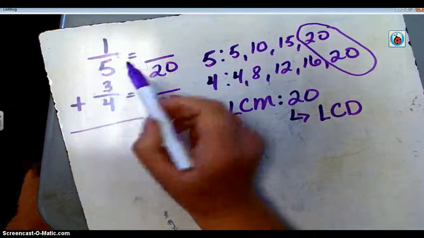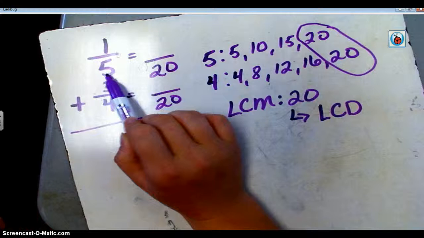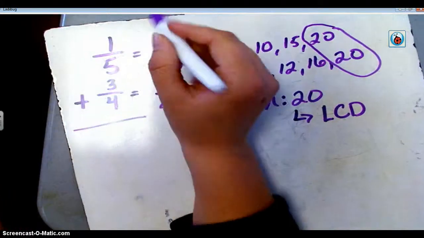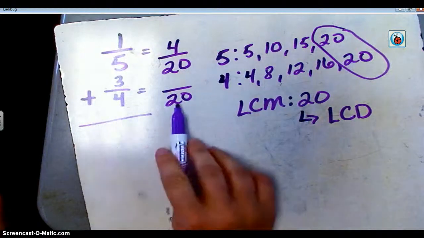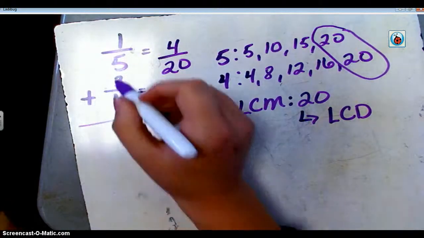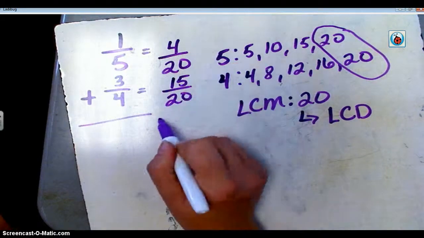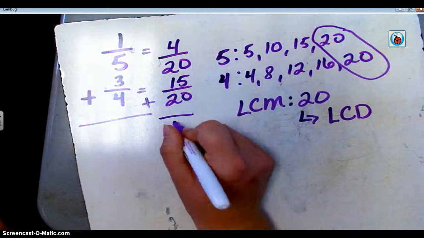Okay. So what we do here is we take our denominator, 1/5. How many times does 5 go into 20? 4. So we multiply our numerator by 4 and we get 4. 4 goes into 20 5 times. So 3 times 5. Okay, now let's add this. 4 plus 15 equals? 19.